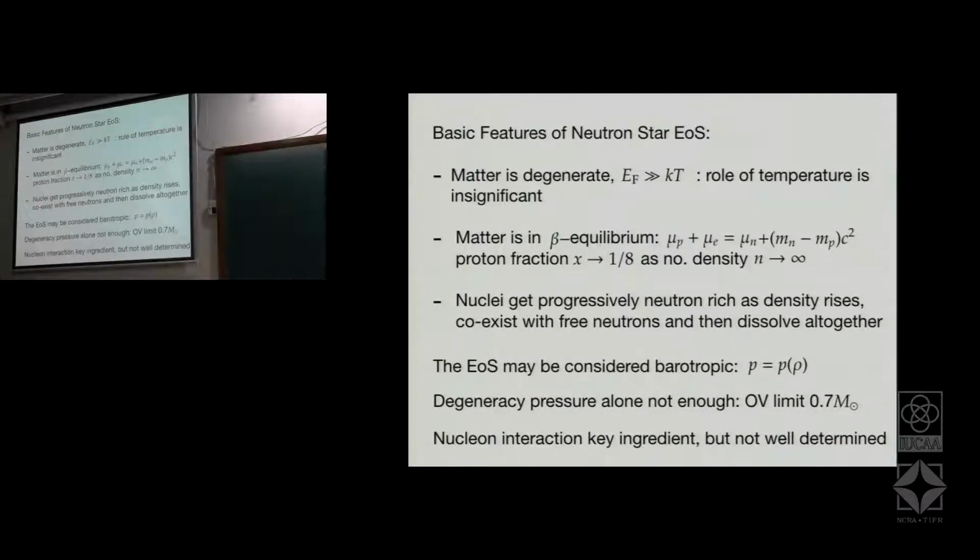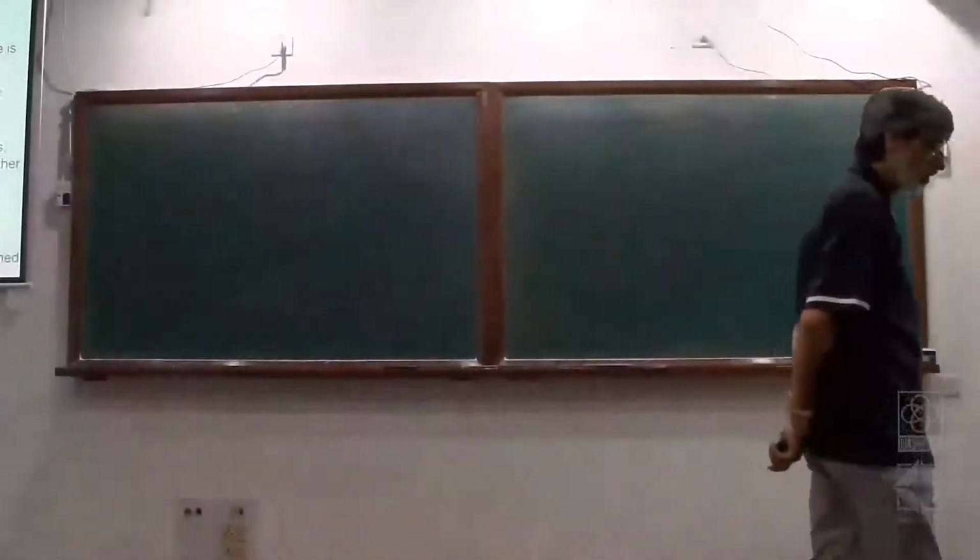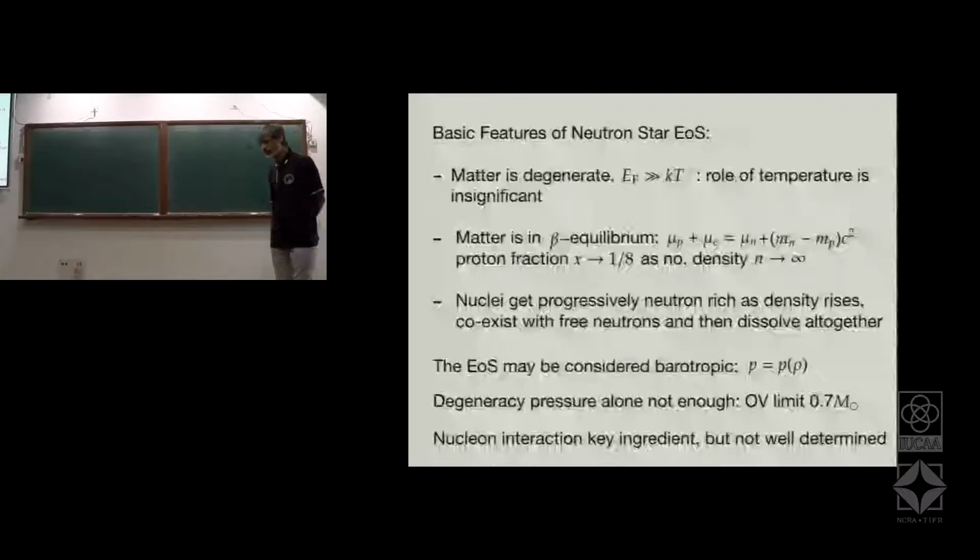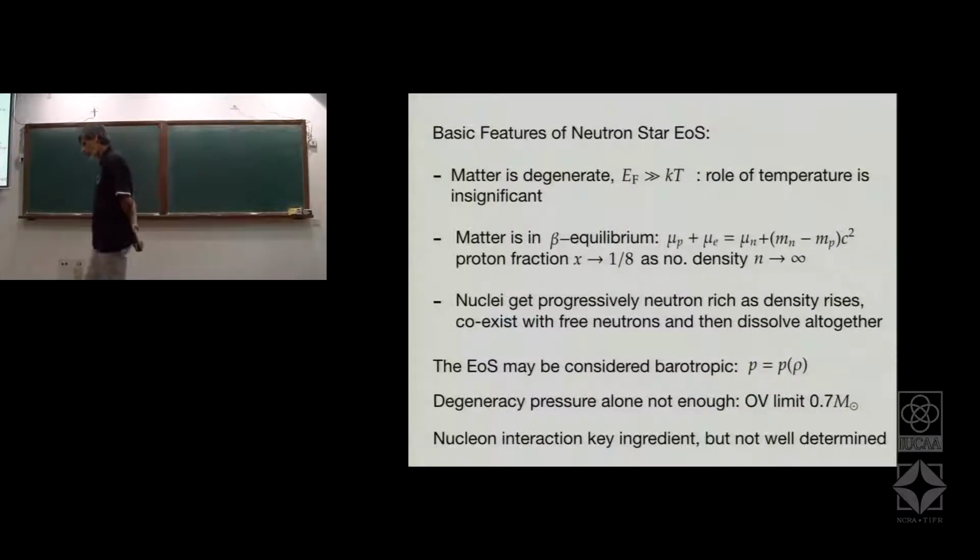So let's just recall the basic features of the neutron star equation of state now. We already said this, the matter is actually degenerate. All species of particles, neutrons, protons, electrons, are primarily degenerate. It is hot, but the temperature is still much, much less than the Fermi temperature. So therefore, the thermal correction to the equation of state is negligible. So we treat the role of temperature as insignificant.